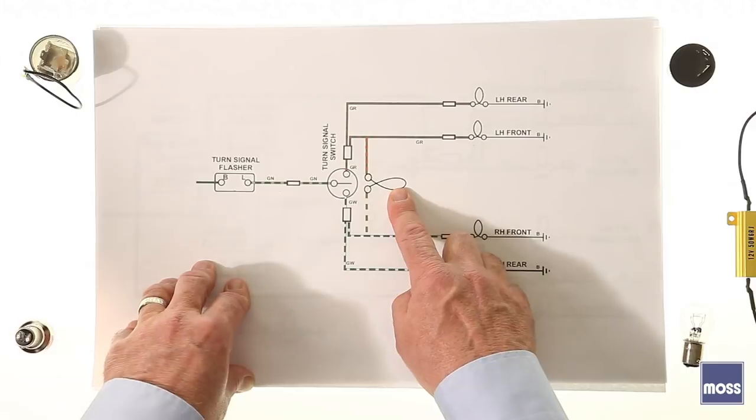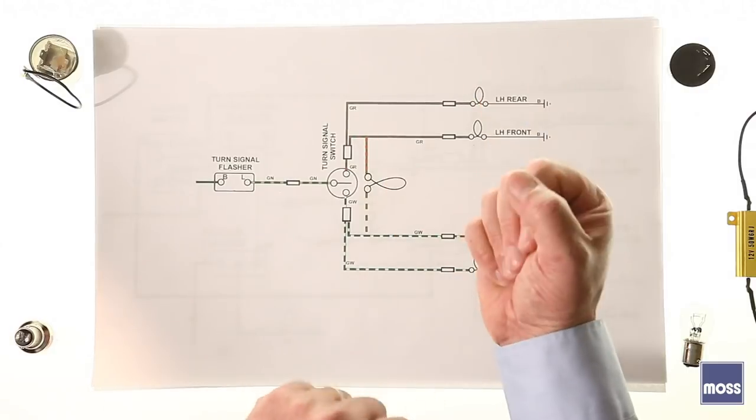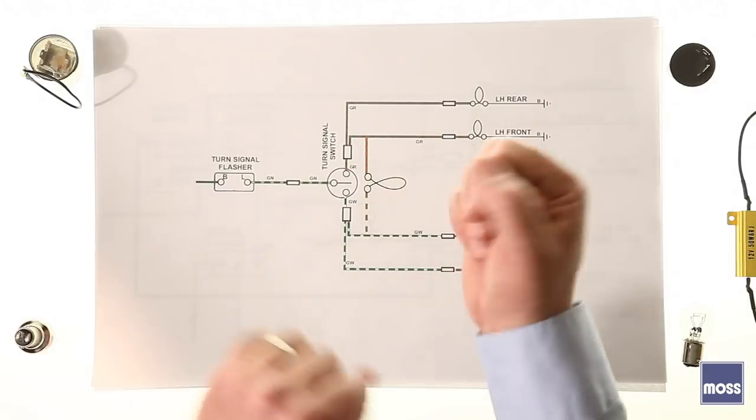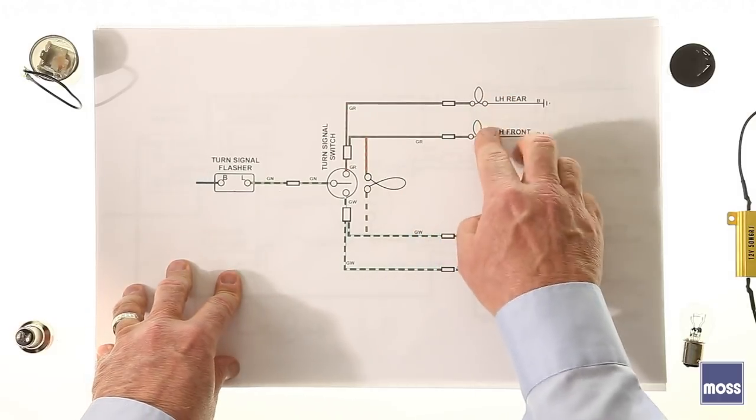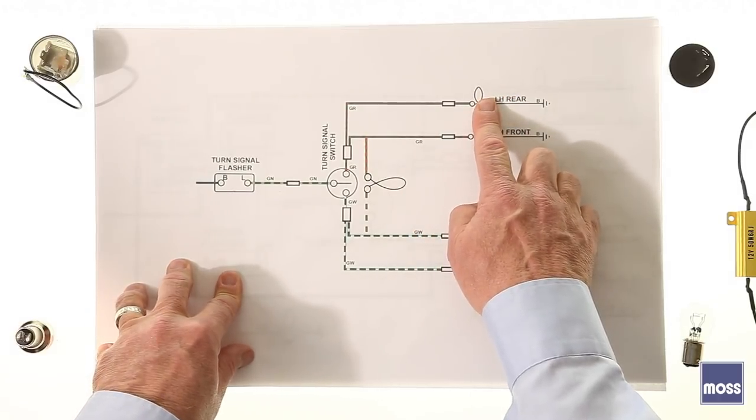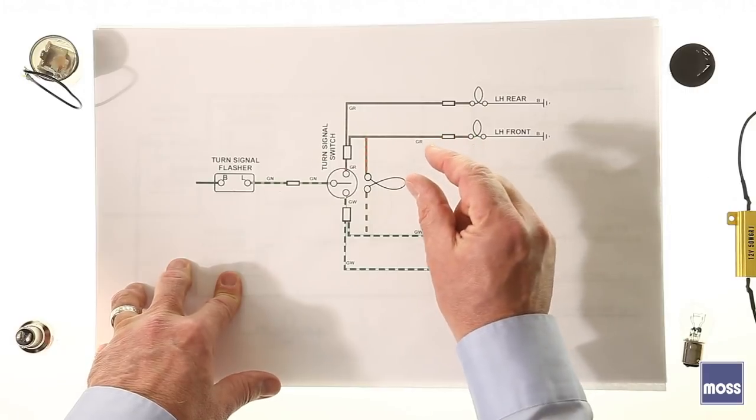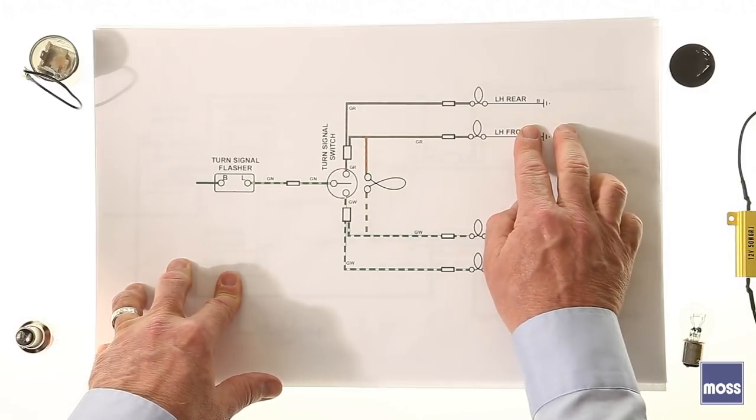I turn my turn signals on, the right side comes off, on, like it's supposed to, the lamp on the dash, off, on, like it's supposed to. These two bulbs are actually getting electricity, but it's so small, they don't glow. And there we get our ground.